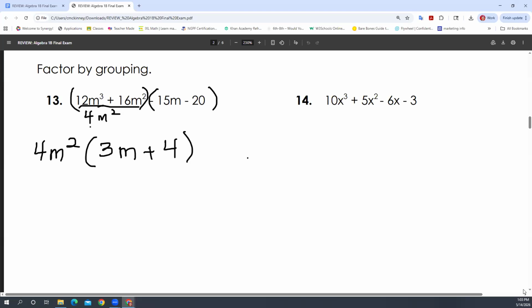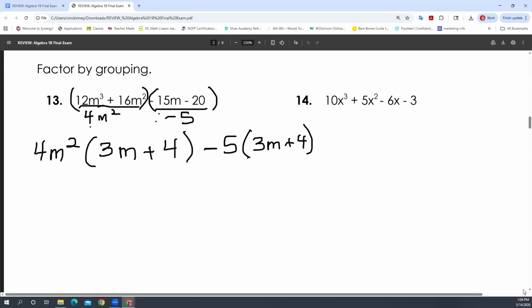Then I look at the second pair. Because that third one is a negative 15m, what I pull out, my GCF, needs to be negative. What do 15 and 20 have in common? 5. So we're going to divide that by negative 5 to see what's inside. And that gives me positive 3m, and then negative 20 divided by negative 5 is plus 4.